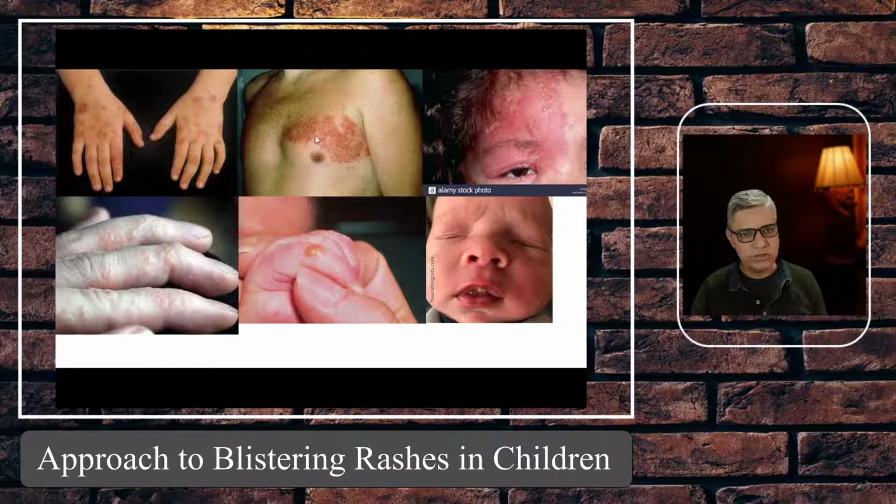On this side you can see groups of very tiny vesicles very close to one another, and they are localized and following a pattern. You see here they are following a dermatomal pattern, and they are quite painful. This type of rash is usually preceded by a lot of pain in the concerned area, and usually after a few days the rash appears, and this is the rash of Herpes Zoster.